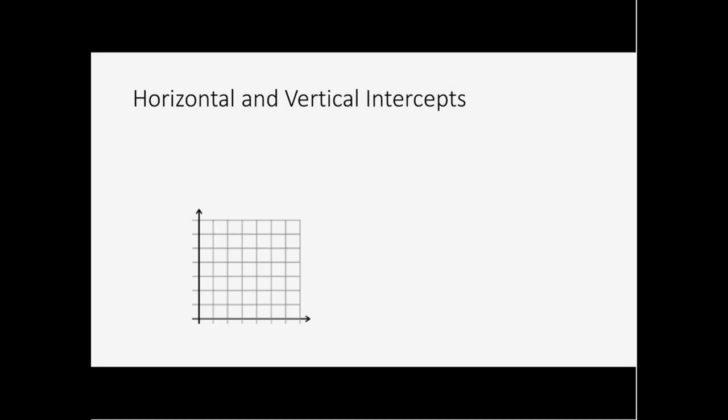We're going to talk about horizontal and vertical intercepts. I believe that's going to be the first 3 on the worksheet, so you might want to go ahead and print it out or pull it out if you don't have that already.